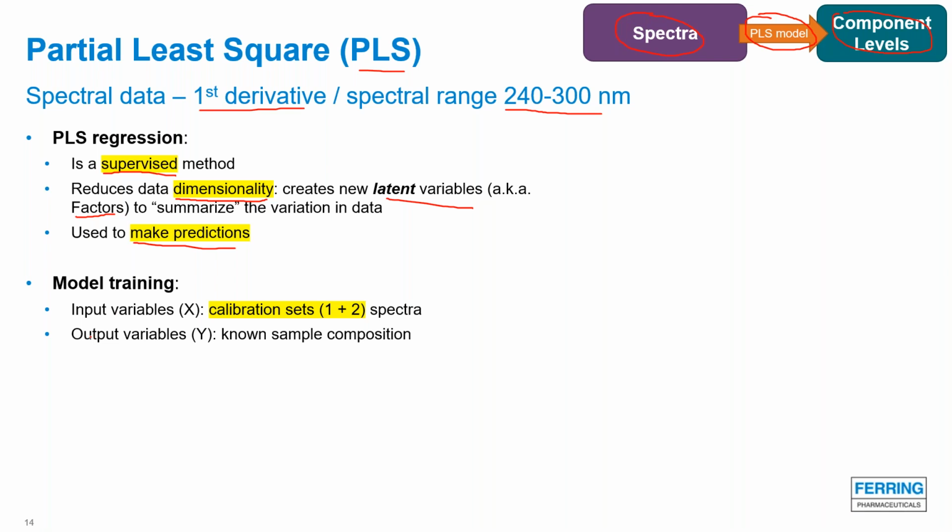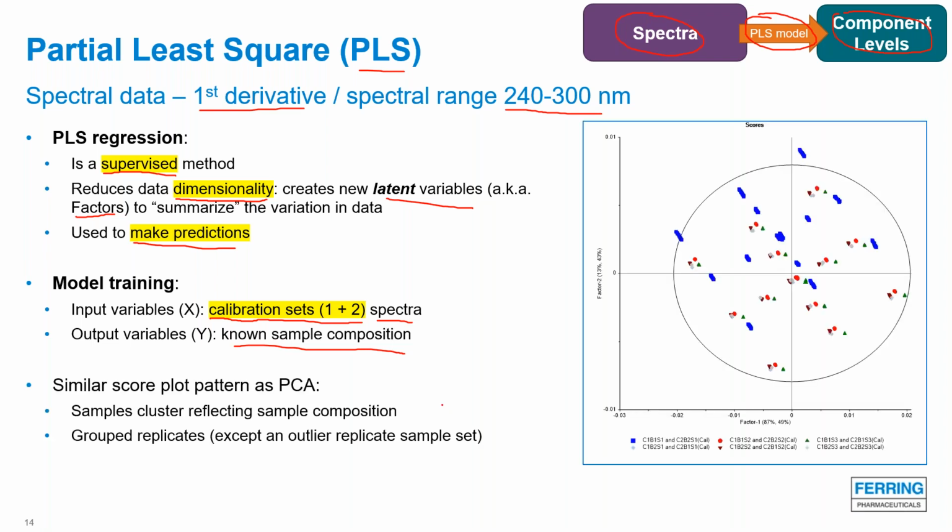For the model training, we will combine calibration set number 1 and number 2 spectra, and we will use as an output variable the known sample composition, and we will train the model. This is what we get as a score plot for this exercise, for this calibration. Actually, we see something that is very close to what we have seen with PCA. The samples are clustered, reflecting the sample composition. We have grouped replicates except for the outlier replicate, which is still in blue on this graph.